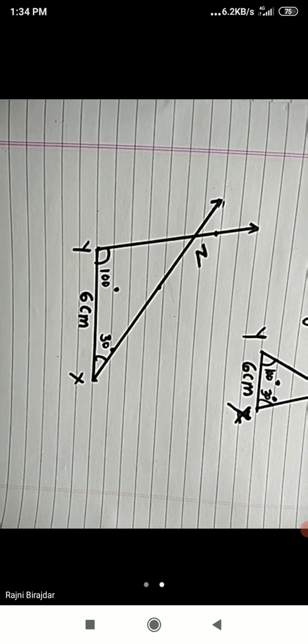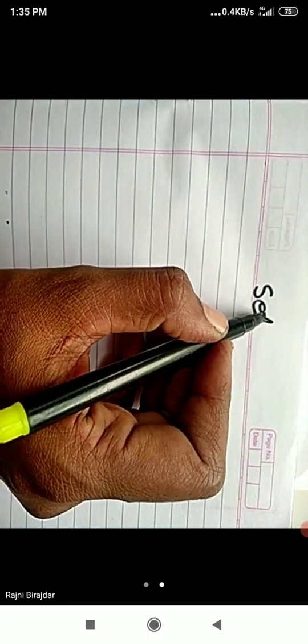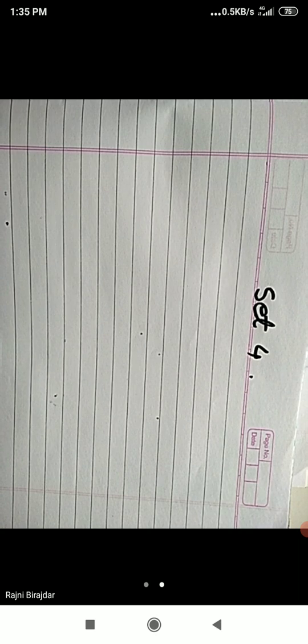Now we will see the next in our practice set, question number 1. I will show you how you are drawing. Yes, so practice set 4. I will write the first question: construct a triangle of given measures below.